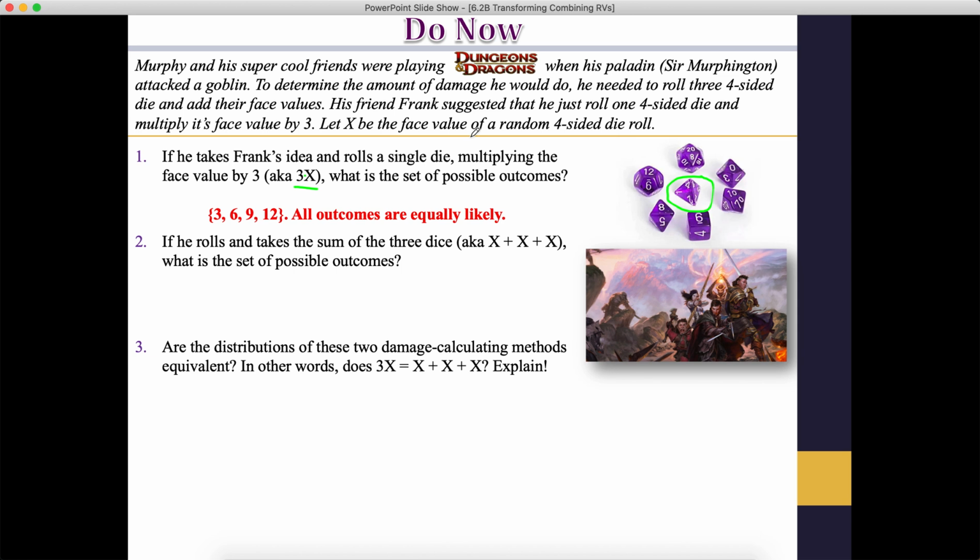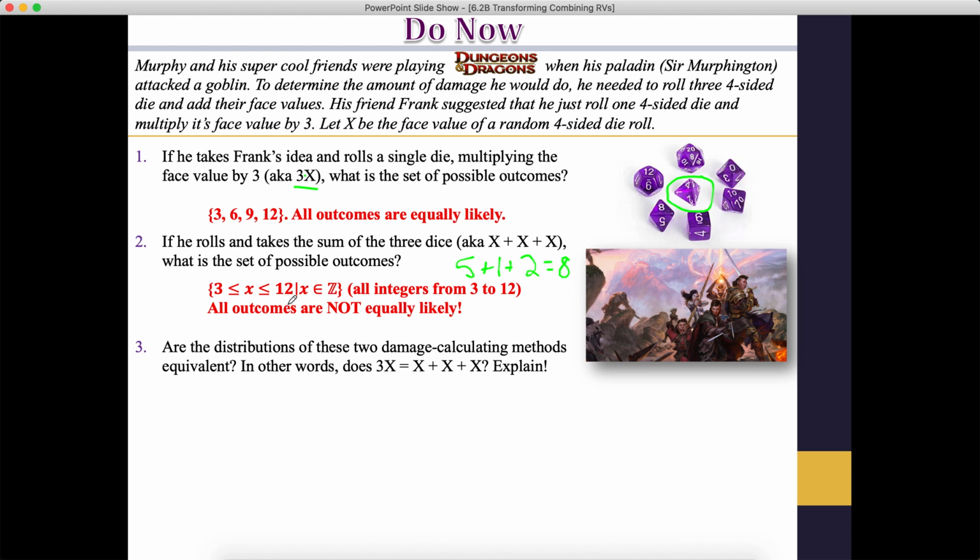Well, with even a little bit of thought, we can conclude that no, it's not the same thing, because for instance, I could roll a 5 and a 1 and 2, and that'll give me a sum of 8. 8 damage, not bad. But also, 8 isn't even one of the possible outcomes for the 3x idea. So what are the possible outcomes here? Well, really, it's anything from 3 through 12.